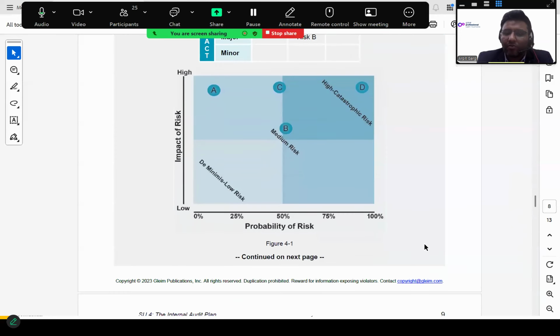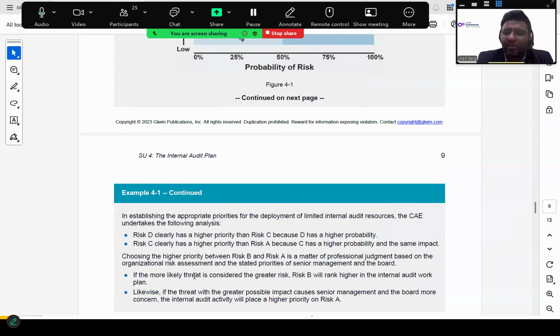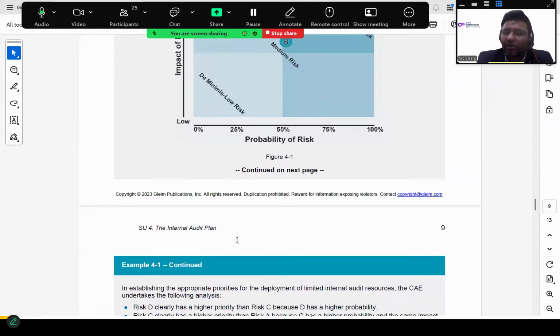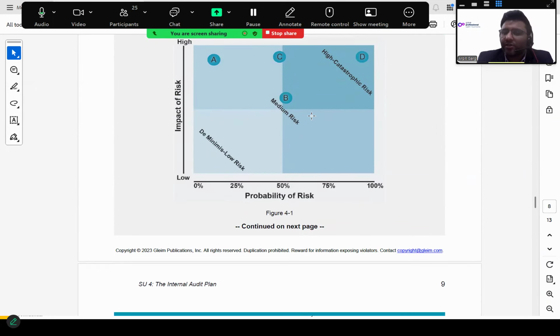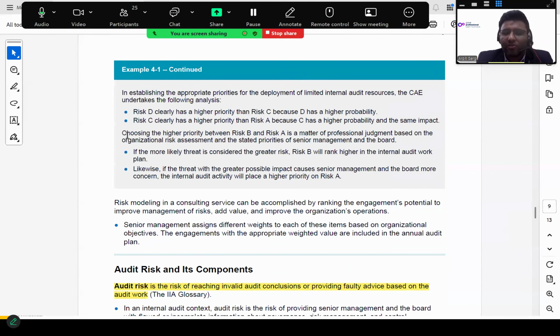Now again, people, what did we cover here? Risk D is clearly a higher priority than risk C. Risk C is a higher priority than risk B, and between risk A and risk B, it depends on the culture, right? It says choosing the higher priority between risk A and risk B is a matter of professional judgment based on the organization's risk assessment and stated priorities. If the more likely threat is considered, then risk B is important. If the impact is critical, then risk A is considered.